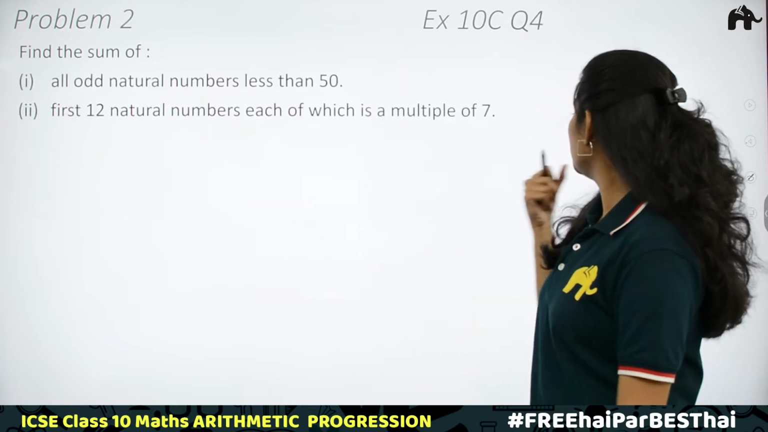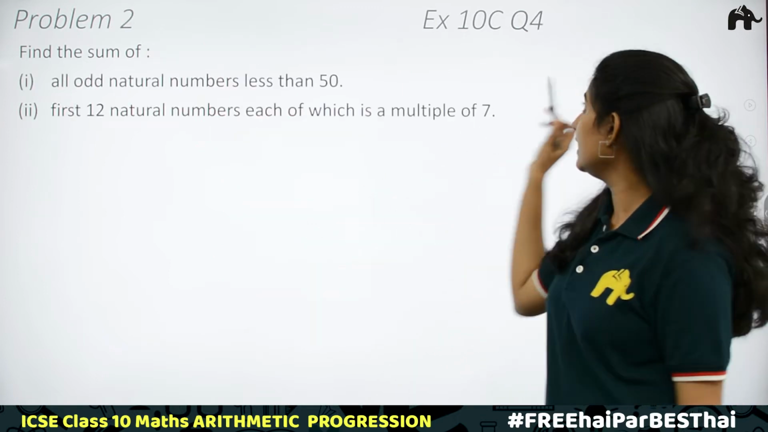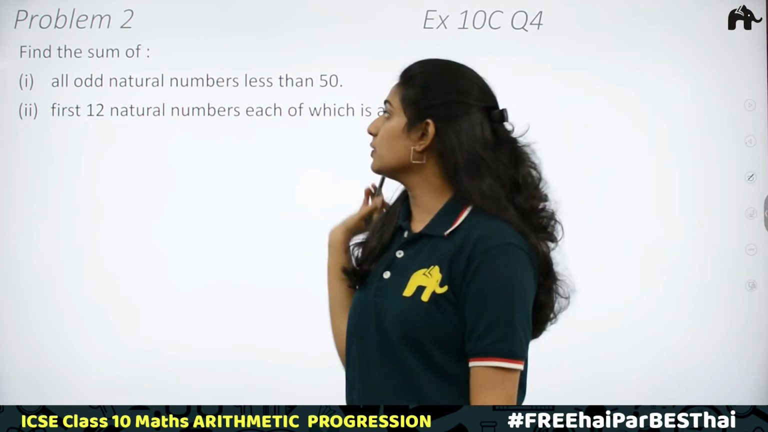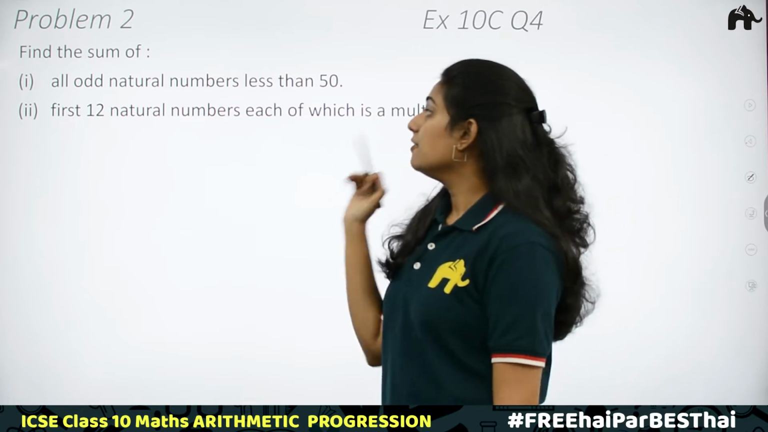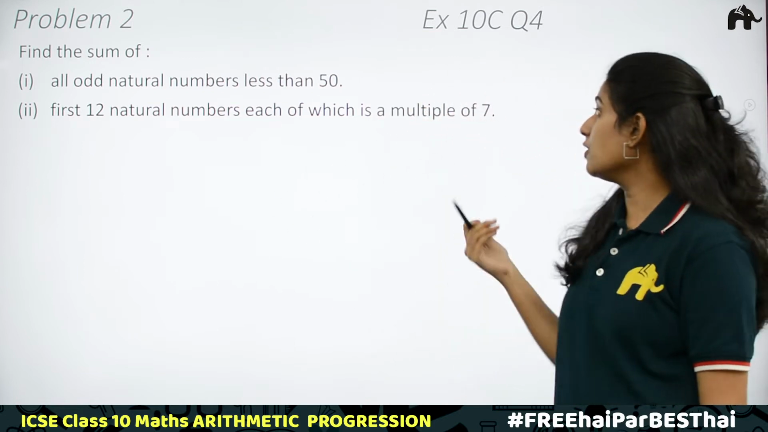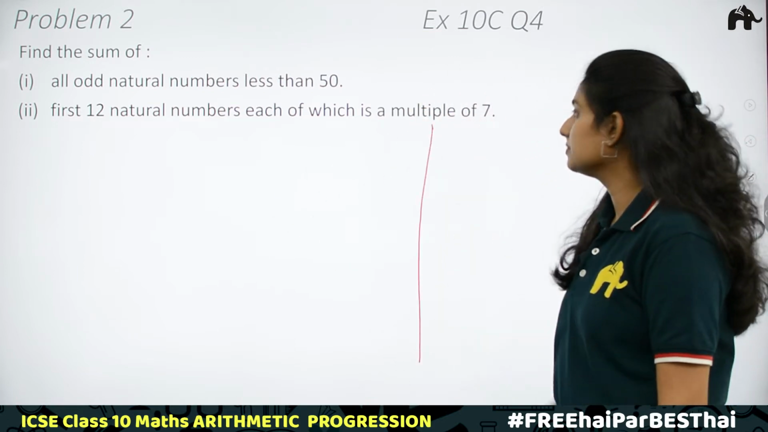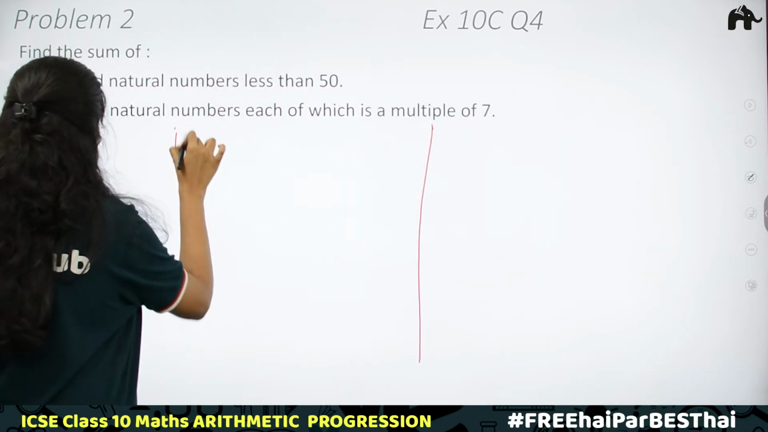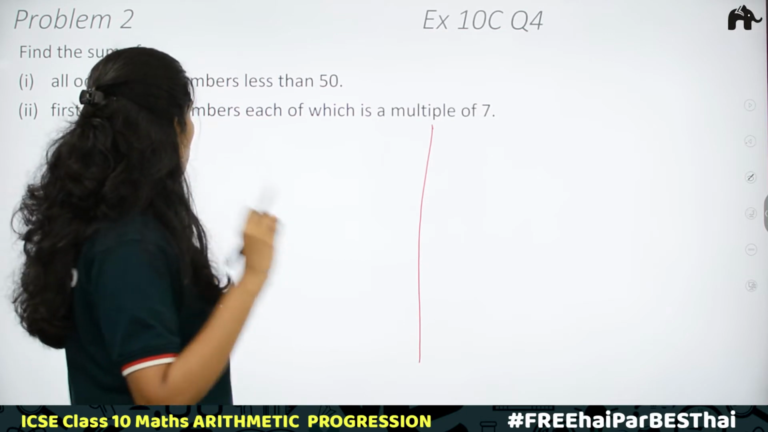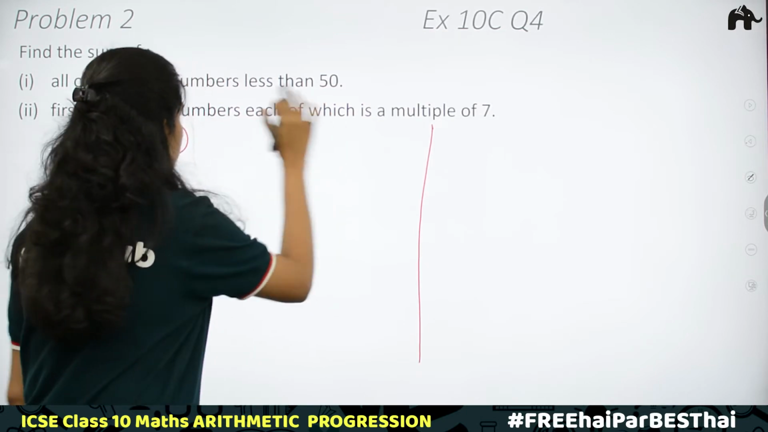Next, problem number 2, question 4 of exercise 10C. Find the sum of first, question one, all odd natural numbers less than 50. Second, first 12 natural numbers each of which is a multiple of 7. Let us take the first question. In the first question, we have to find the sum of all odd natural numbers less than 50.